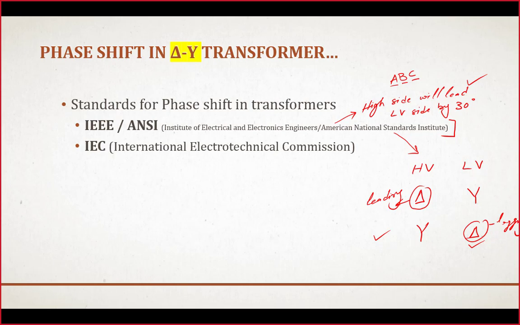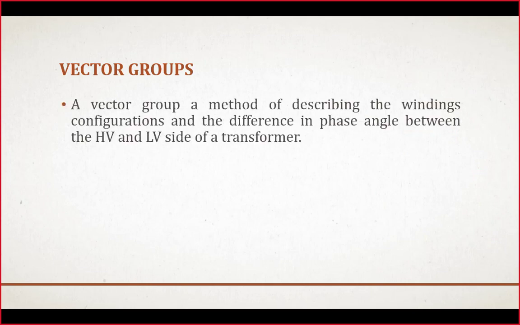Next is IEC standard. This IEC standard gives us a bit more freedom about the phase shift, no compulsion which side, high side or low side will lead or lag, but that will be described with the help of a vector group. So this is a method to describe the phase shift on two sides of a delta Y transformer in IEC standard. So vector group is a method of describing the winding configuration and difference in phase angle between high voltage and low voltage side of the transformer.